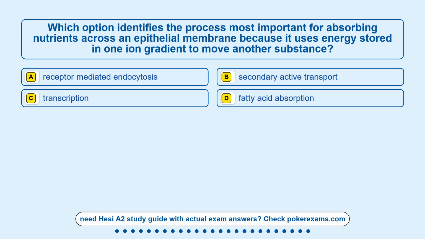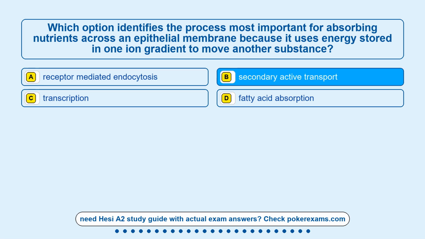Question 15. Which option identifies the process most important for absorbing nutrients across an epithelial membrane because it uses energy stored in one ion gradient to move another substance? Option A, receptor-mediated endocytosis. Option B, secondary active transport. Option C, transcription. Option D, fatty acid absorption. The correct answer is option B, secondary active transport.